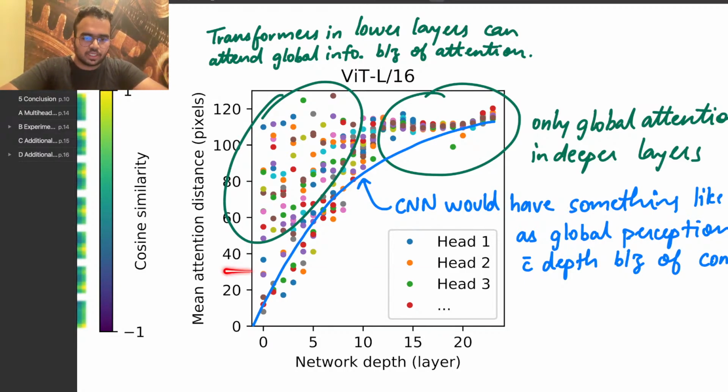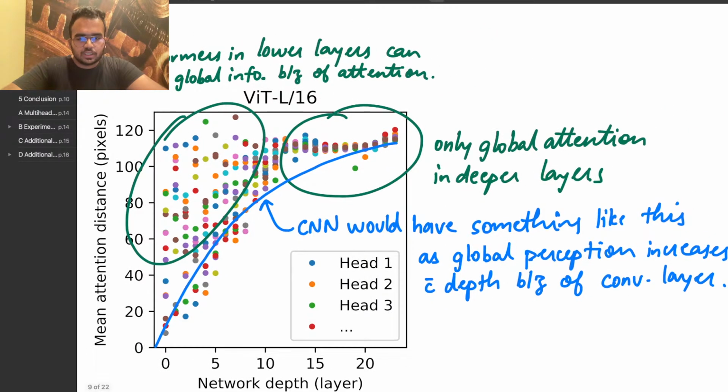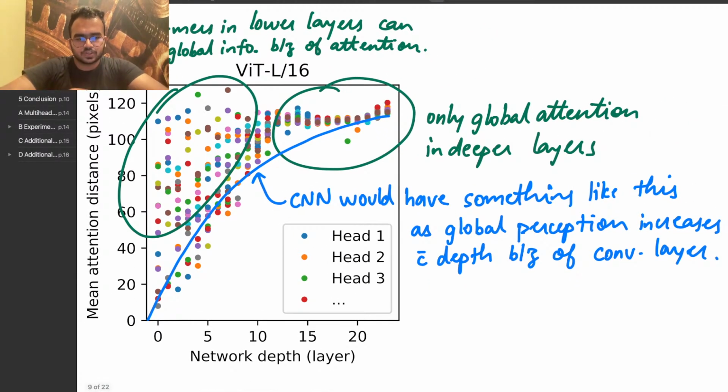But when you get deeper and deeper, it just attends globally, because you need global context in the end, not local context. So you'll see a lot of local context in shallower layers, but only global context in the deeper layers. But this is very specific to vision transformers. As you can see in the blue, CNNs have something like this, because global perception increases with depth, as the field of view increases with the convolutional layers. So this will just be a line in CNNs, and the green part over here, the shallow networks, is why these vision transformers are getting better results.